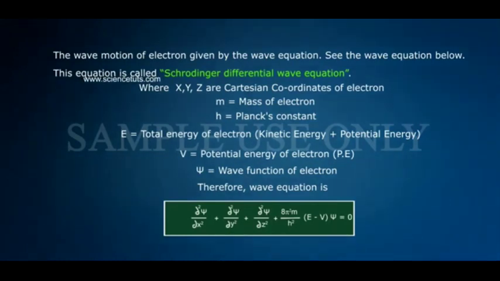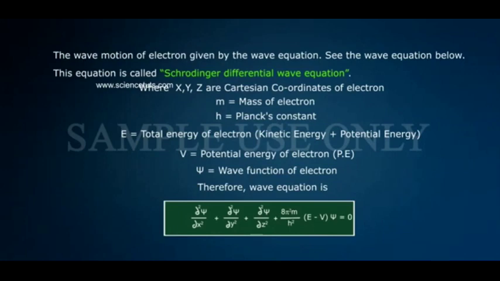This equation is called the Schrödinger differential wave equation, where x, y, z are Cartesian coordinates of electron, m is the mass of electron, h is Planck's constant, E is the total energy of electron, kinetic energy plus potential energy, V is the potential energy of electron, PE, and psi is the wave function of electron.